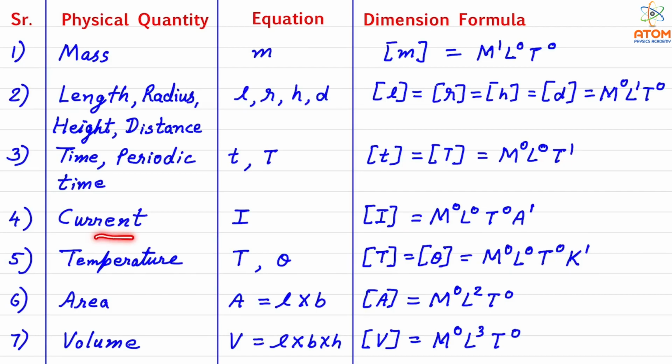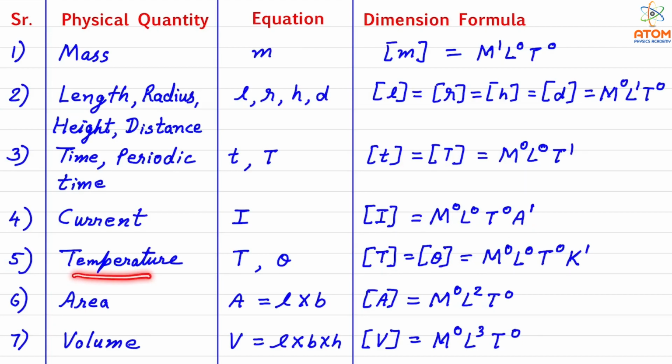Then current. Current is denoted by I. So you put it into square brackets, and then the dimension formula is m0 l0 t0 a1. See, the dimensions of mass, length and time in the case of current will obviously be 0. So we have to put here a1. We know that for current we put A, from ampere, A1.